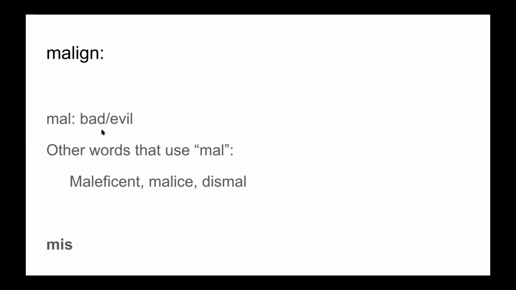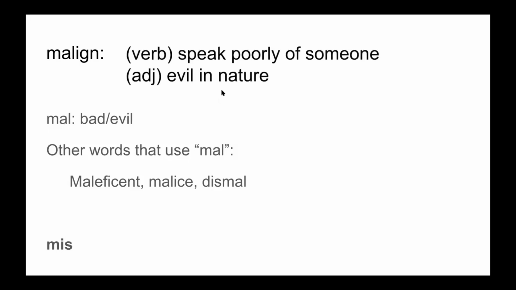So the first root of the day is mal. Mal means bad and evil, right? So we're continuing right now, Lucas. Sorry, I'm looking at chat, but mal basically has to be something with a negative connotation, right? Or it has to be something bad or evil. So from that, we can deduce that one of its definitions in verb form would be to speak poorly of someone, right?